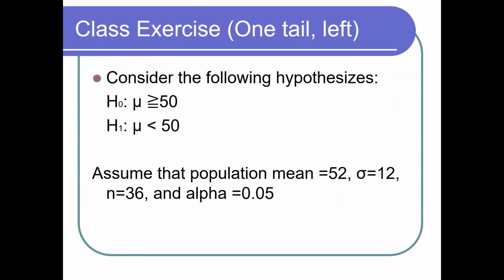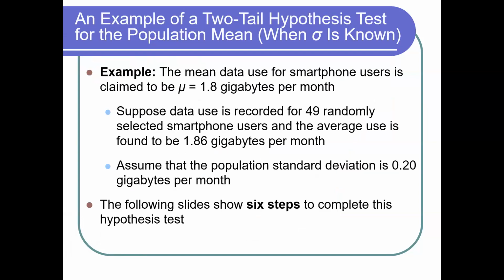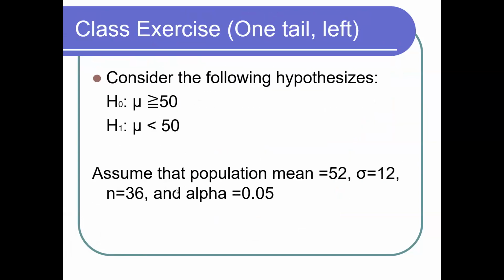So this one, do I have the answer? Oh, I don't have the answer. Okay, let me just write it here. So for this one, the null hypothesis is mu greater than or equal to 50, and the alternative is mu less than 50. Okay, so this is also one tail. So it's here, 50, right? So if it's here, we reject.